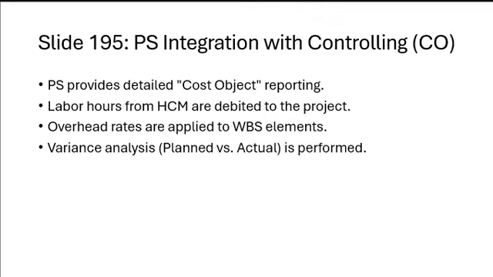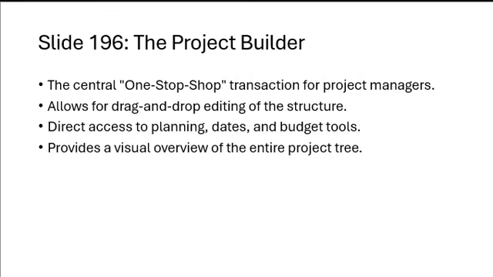Project system integration with controlling, the CO. The project system provides detailed cost object reporting. Labor hours from the HCM are debited directly to the project. Overhead rates apply to the WBS element automatically. Variance analysis compares plan versus actual project cost. Integration will ensure accurate controlling and cost management and provide managers visibility into project financial performance.